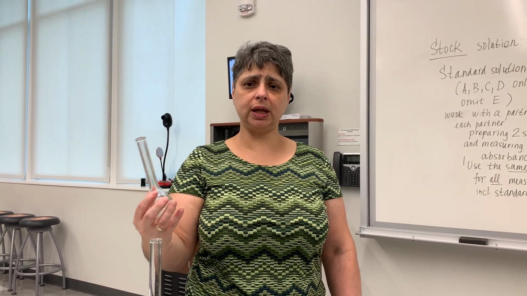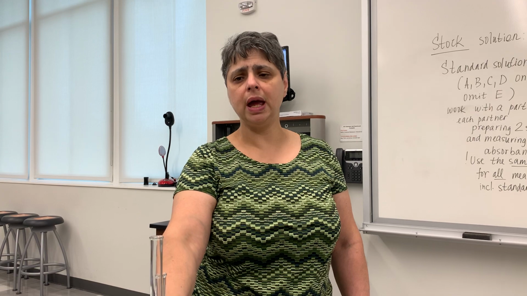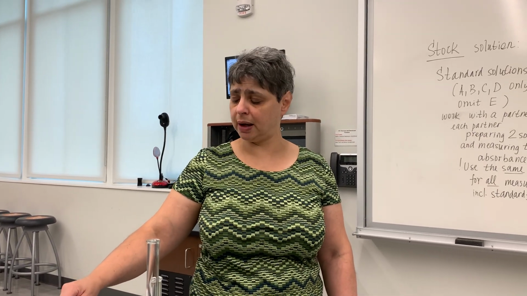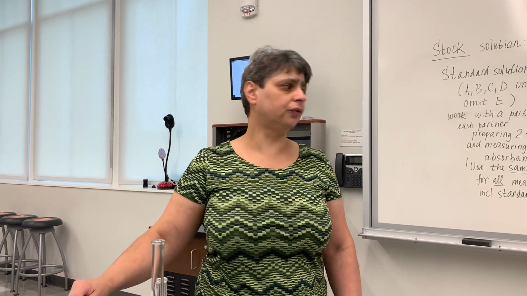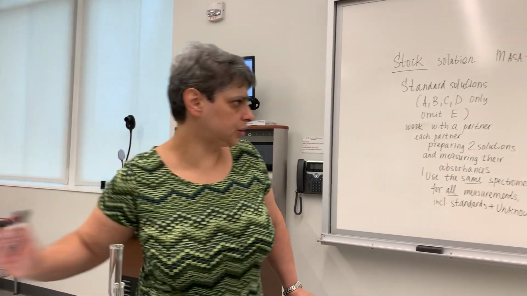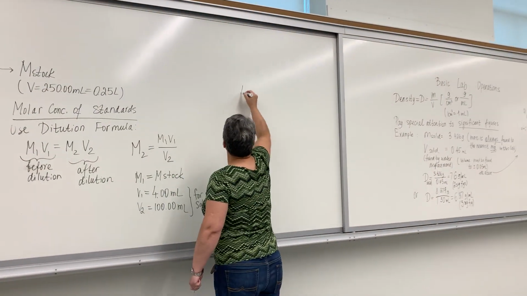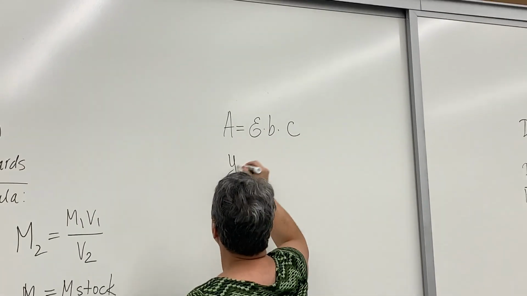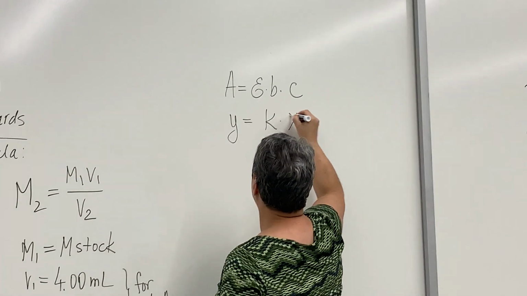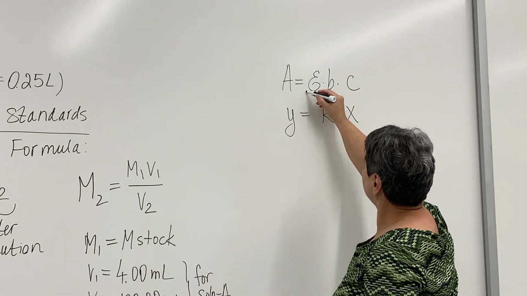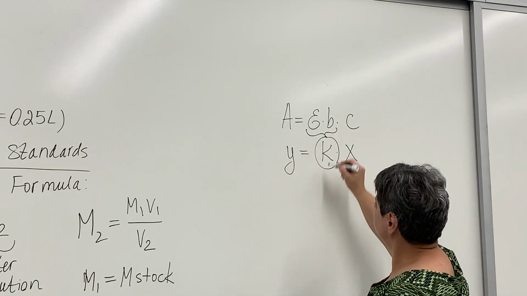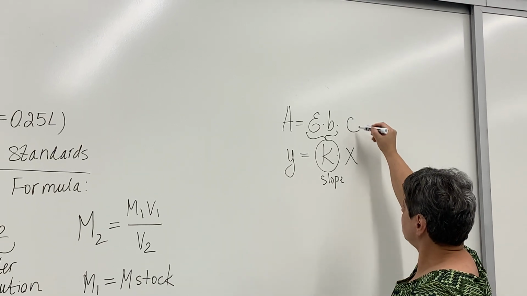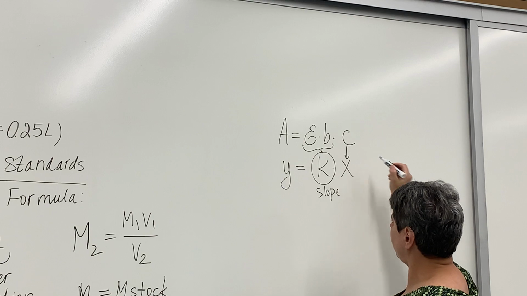So the computer calculates the line of best fit for you, and then using the absorbance of your unknown solution prepared from the tablet, you plug in the absorbance for y. Just to remind you, absorbance is equal to epsilon times b times concentration. It's similar to y equals k times x. And so this here will be your slope, which the computer will calculate for you. So your concentration is what you need to find, so it's your x.